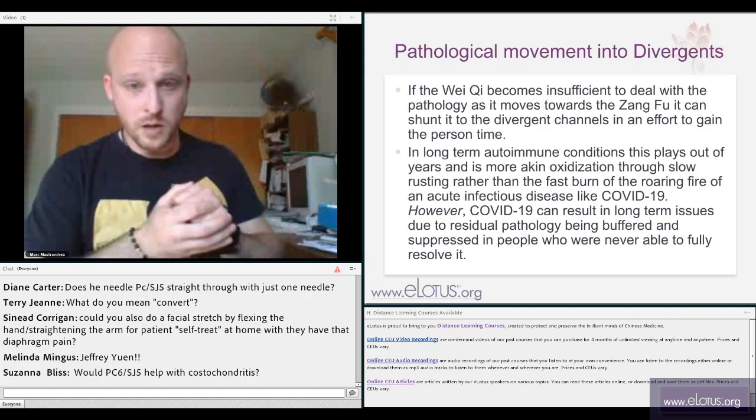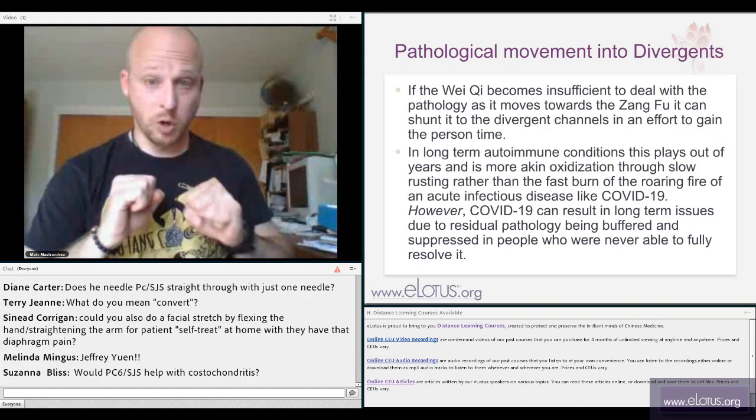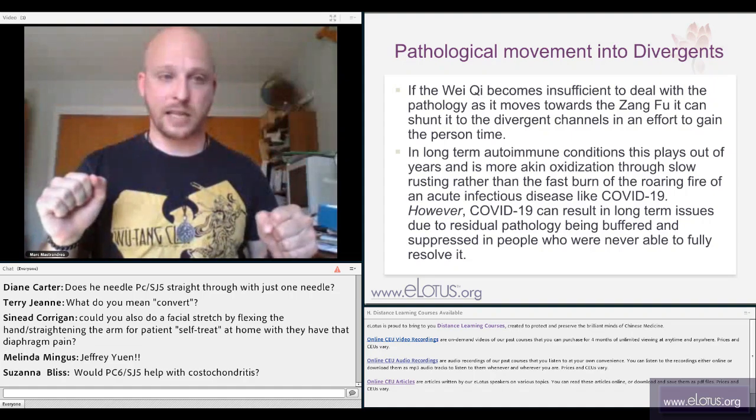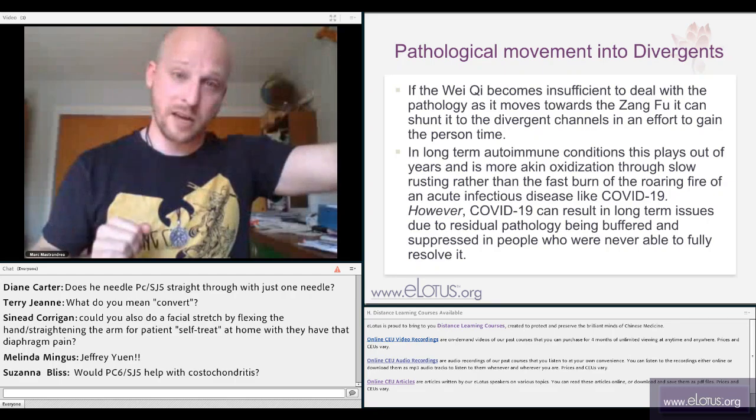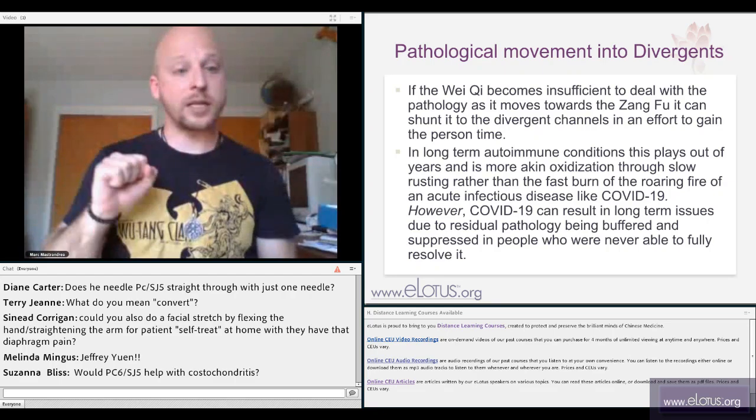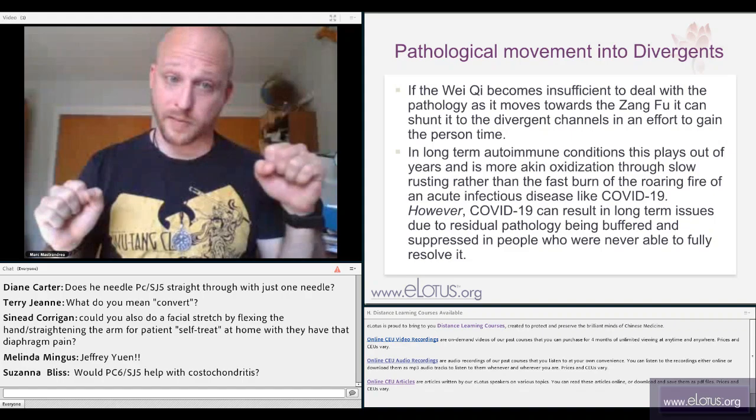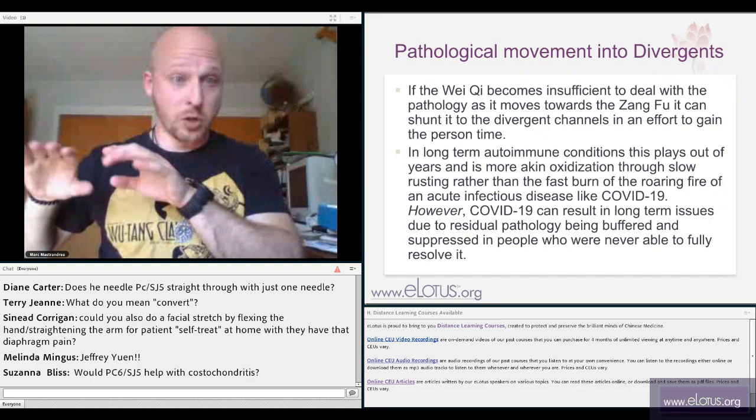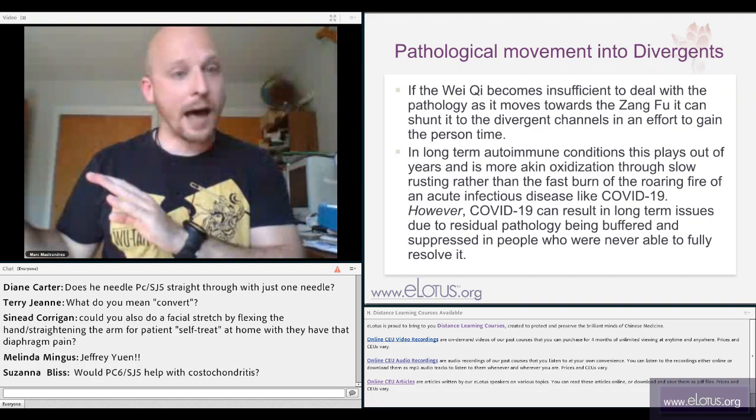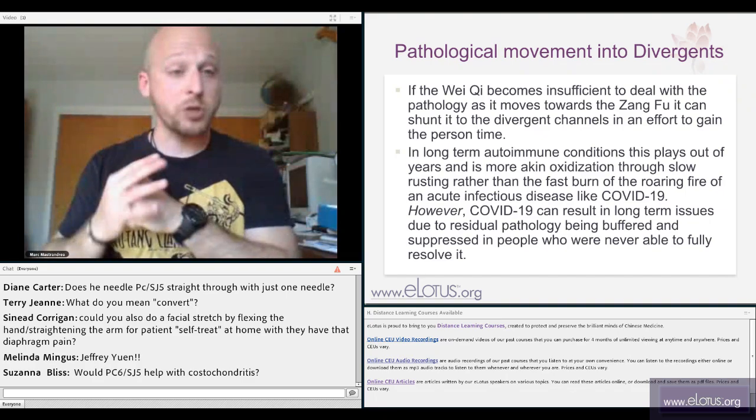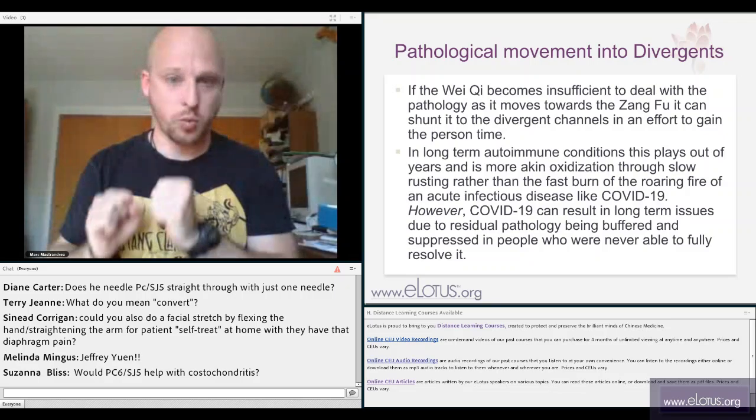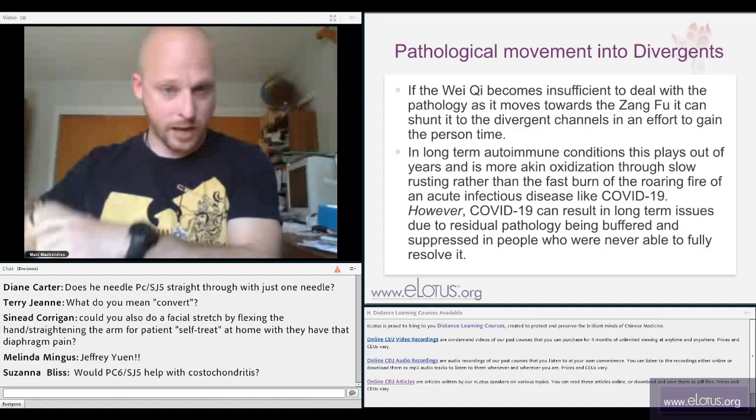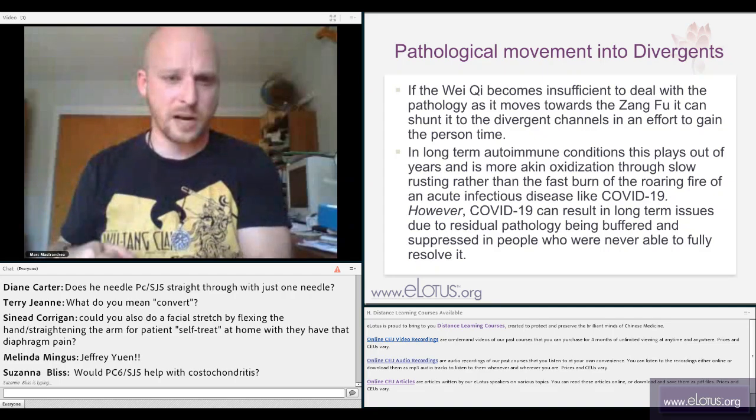But when you're dealing with COVID, COVID's a fast burn. COVID's a roaring fire. I don't mean to take the word oxidation as a Western chemical understanding of it. I'm just giving you a metaphor, right? So we're dealing with a fast burn in this case, not the slow burn of autoimmune. However, COVID, if suppressed in the body long enough and not fully cleared out, can be held in latency and result in long-term issues due to residual pathology being buffered and held by the yin substance of the body, suppressed in the person, or never able to fully recover and resolve.